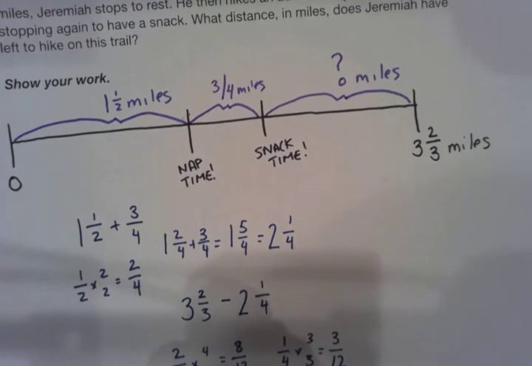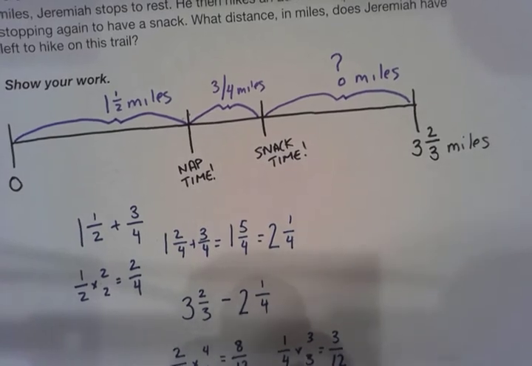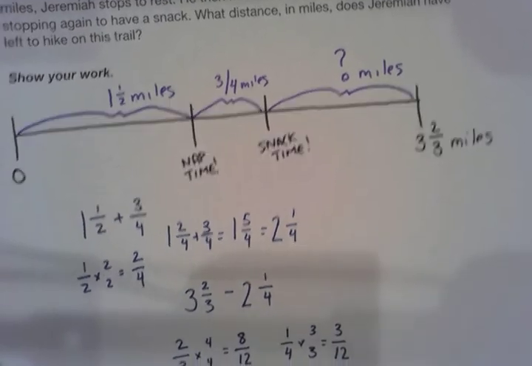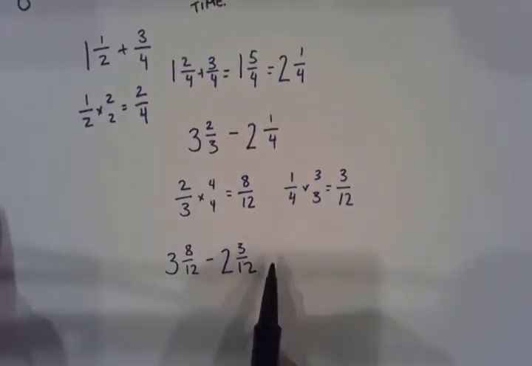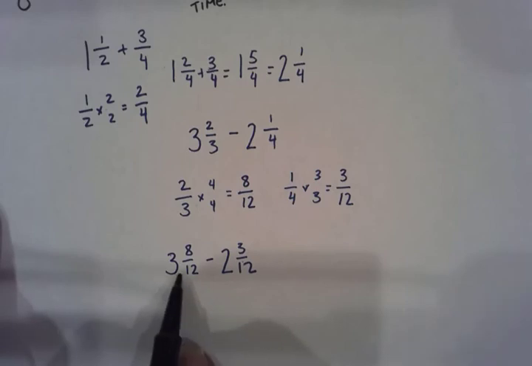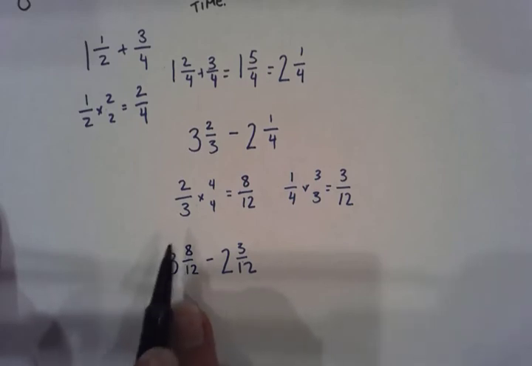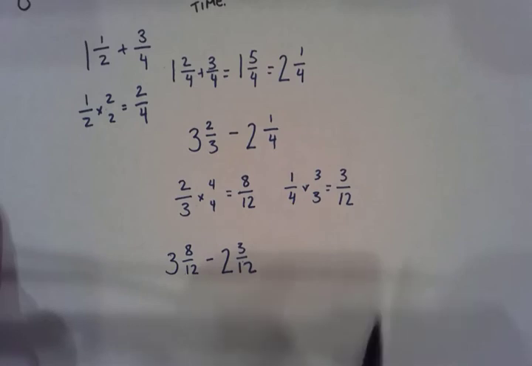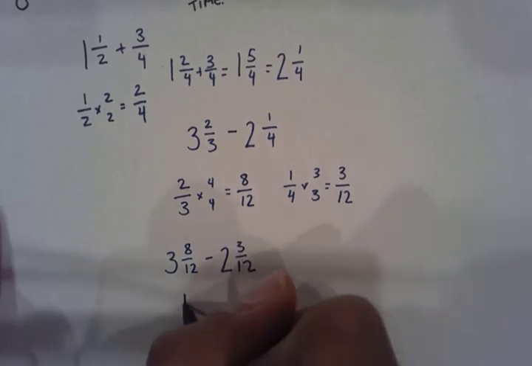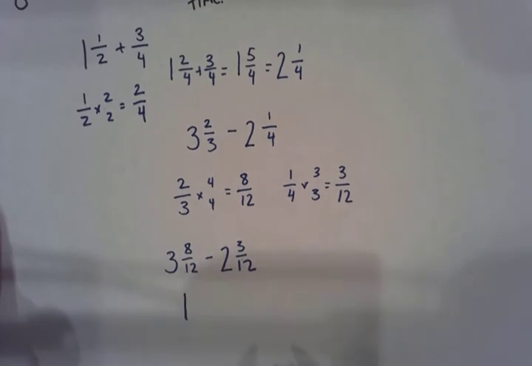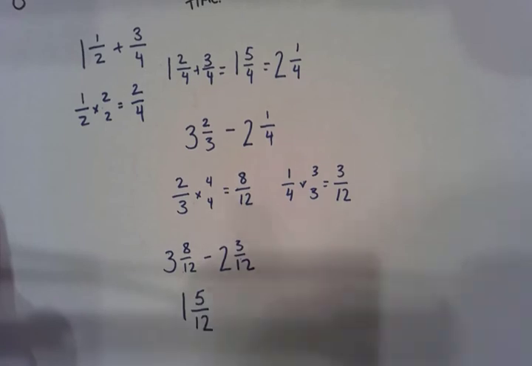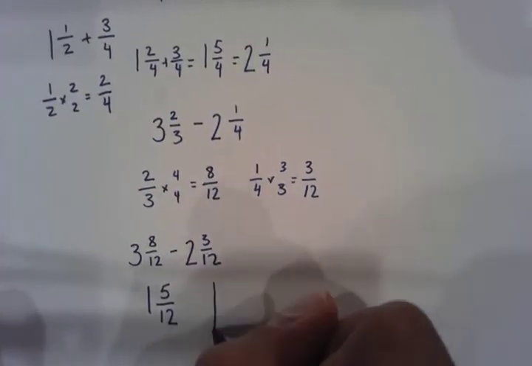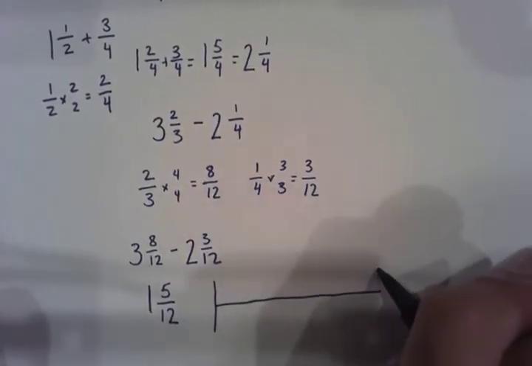So the expression we're really doing is 3 8/12 minus 2 3/12. Because the fraction on our left-hand side is greater than the fraction on the right-hand side, we can just do regular subtraction. So 3 minus 2, that's going to give us 1. And 8/12 minus 3/12, well, that's going to give us 5/12.